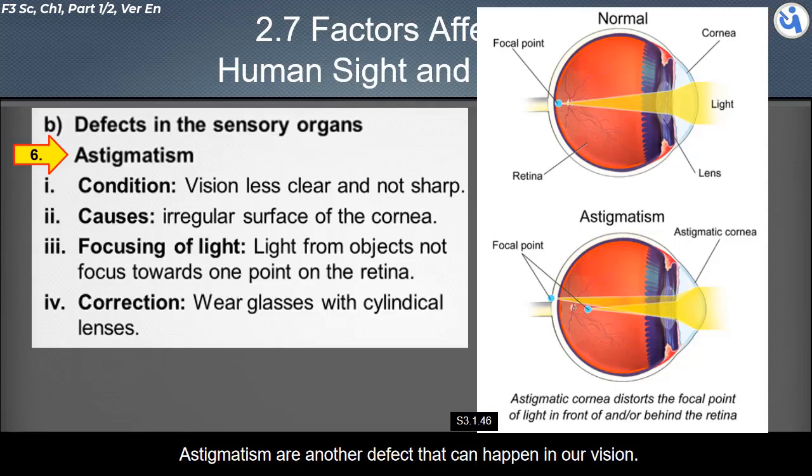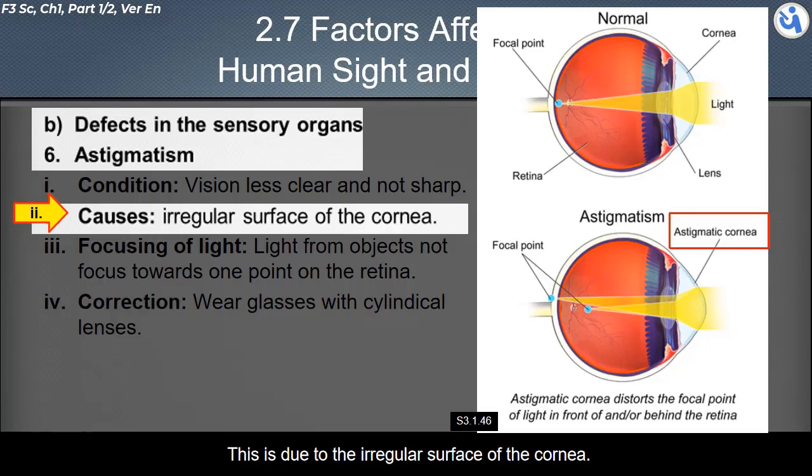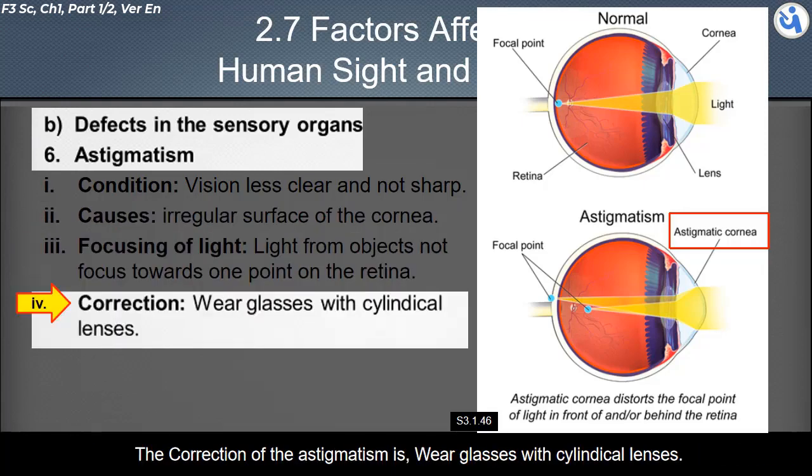Astigmatism is another defect that can happen in our vision. This is the condition at which the vision is less clear and not sharp. This is due to the irregular surface of the cornea. The irregular surface of the cornea causes the light from objects to not focus towards one point on the retina. The correction of astigmatism is to wear glasses with cylindrical lenses. A cylindrical lens is a lens which focuses light into a line instead of a point.